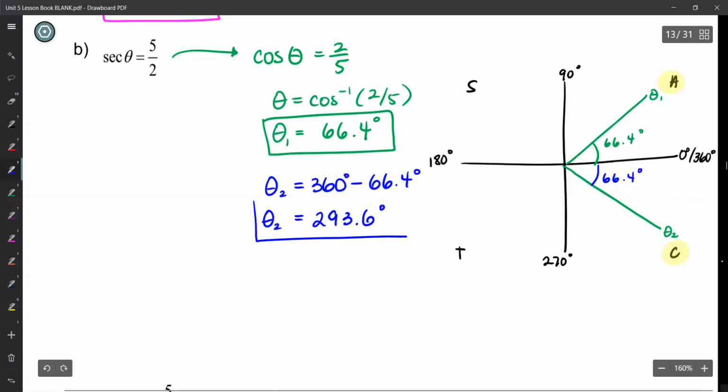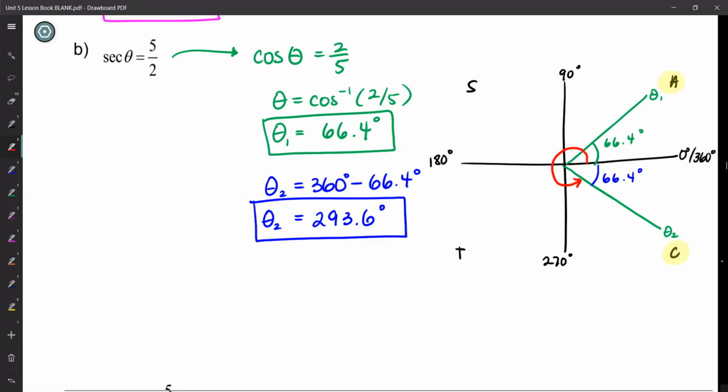Okay, any questions on this one? Yeah, how do you know you're subtracting from 360? Well, here's the rotation that I need, and I know this piece. Okay, I got it. How do we know the top one is number 1 and the bottom one's number 2? You can call the top one number 2 and the bottom one number 1. It doesn't really matter. We're just saying one of the thetas is 66.4 and the other one is 293.6.